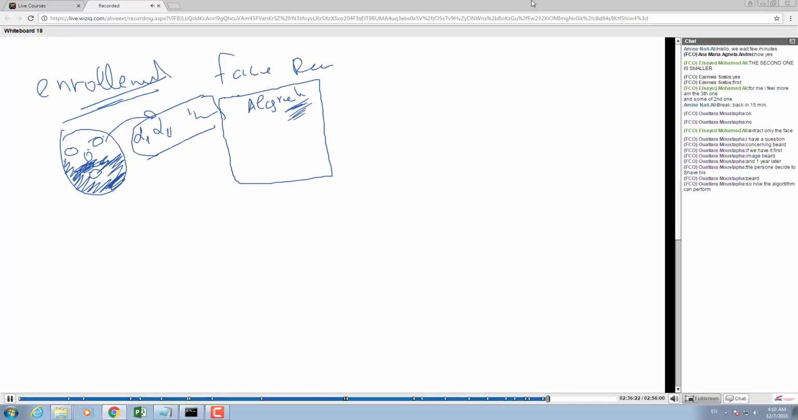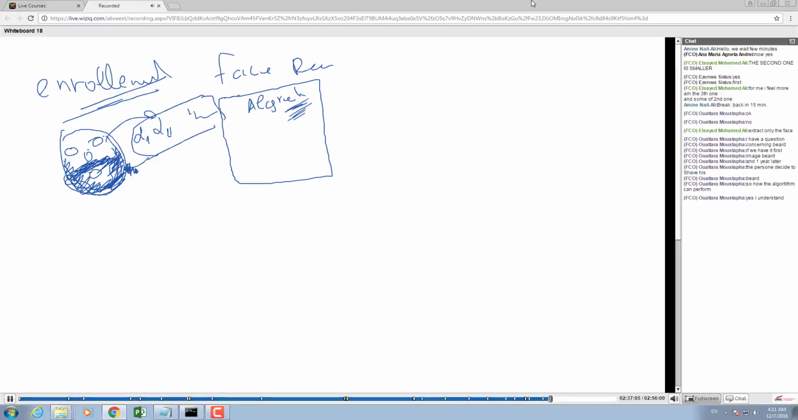As I said, it depends on the algorithm you use. Some algorithms extract just some information related to the position of the eyes, nose, mouth, something like this. Some other algorithms can integrate the shape of the face. So if the algorithm used is not sensitive to the face shape, even if you shave the beard, it shouldn't be a problem because the algorithm is not sensitive to this region.